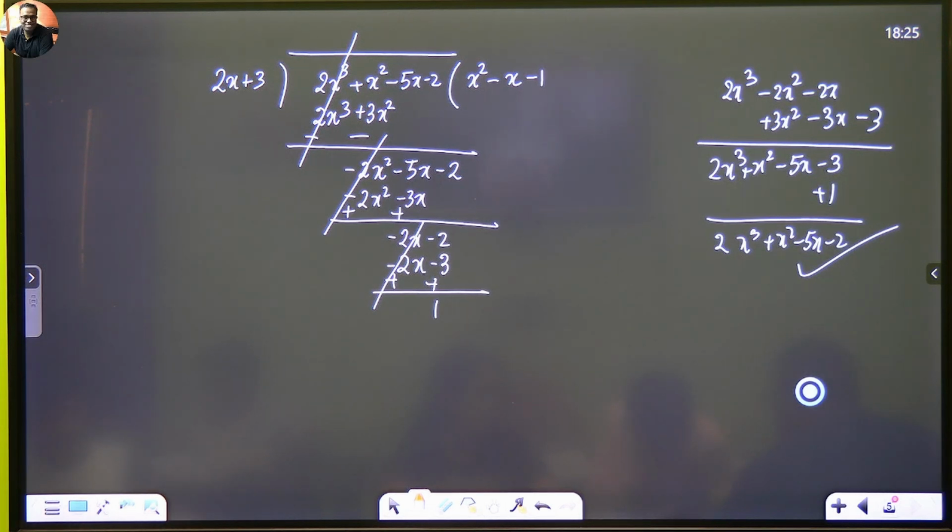Okay, so we start with x plus 2. X into x is x square, and 2 into x is how much? 2x. Put the 2x out here. Right? Like this. Negative, negative.